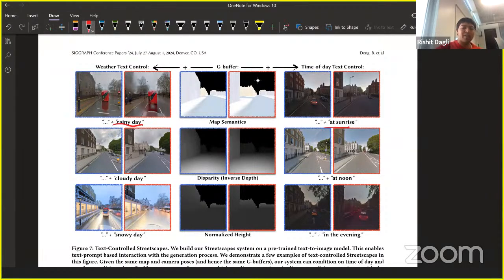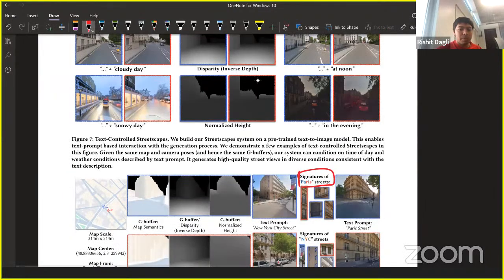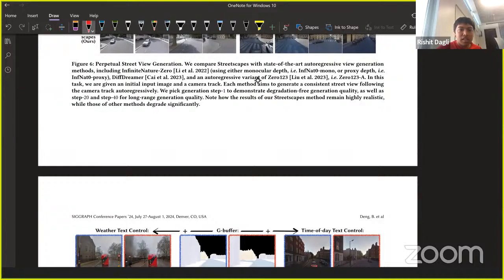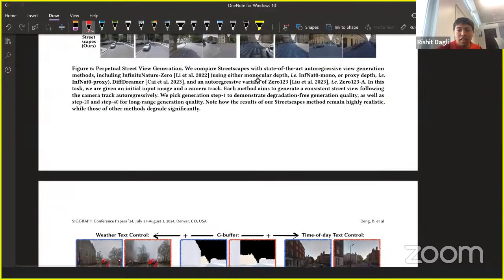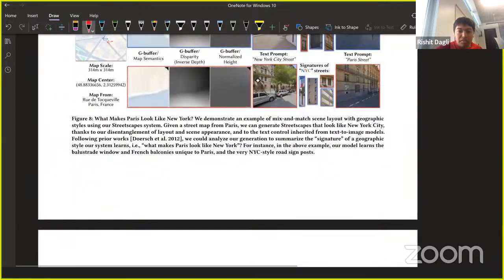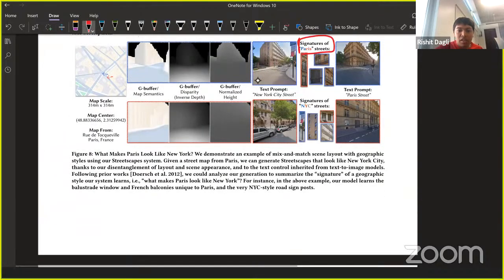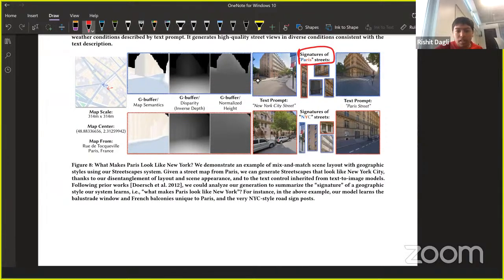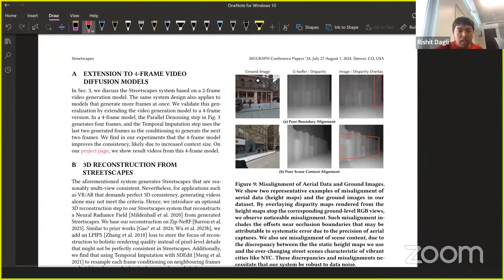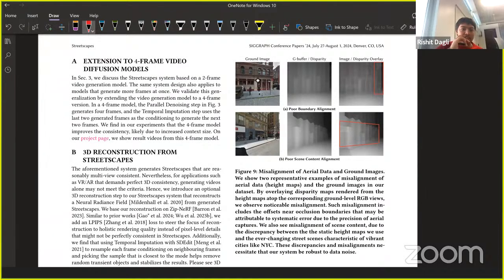So yeah, you can also do this out of the box with their pipeline, because you just need to pass it in as a conditioning vector. So yeah, they also show this, and then they also have a few other examples where they talk a bit about 3D reconstruction and four frame diffusion models.